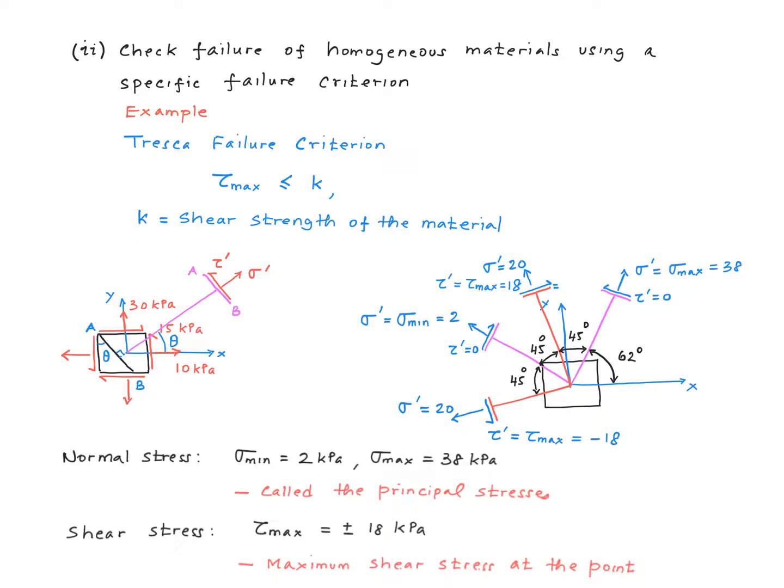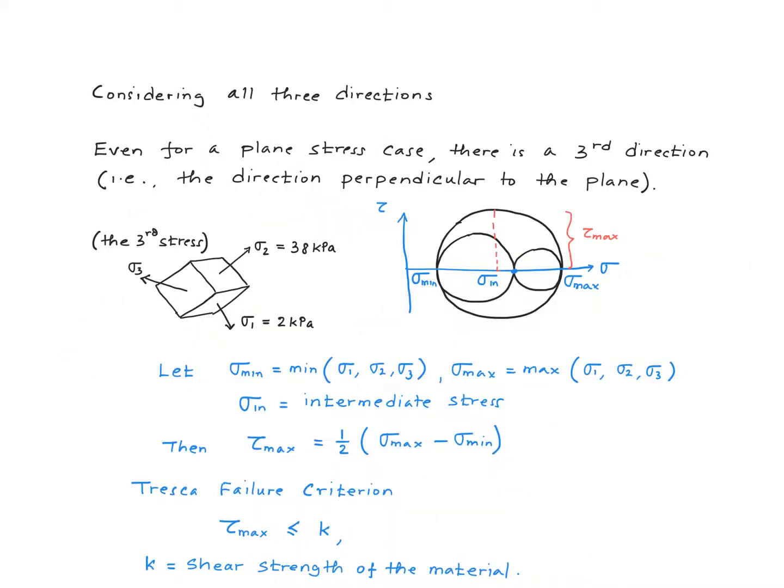The maximum and the minimum normal stresses are called the principal stresses. And of course, the maximum shear stress at this point is plus or minus 18 kilopascal. But even for the 2D case, there is the third direction, right? The direction perpendicular to the plane. The shear stresses in the third direction are 0, but the normal stress, sigma 3, may or may not be 0. Now considering all three directions, the maximum shear stress at this point depends on the magnitudes of these three stresses, sigma 1, sigma 2, and sigma 3.